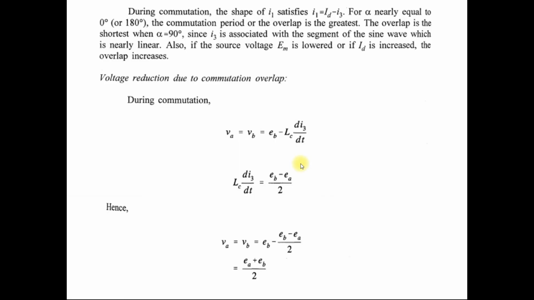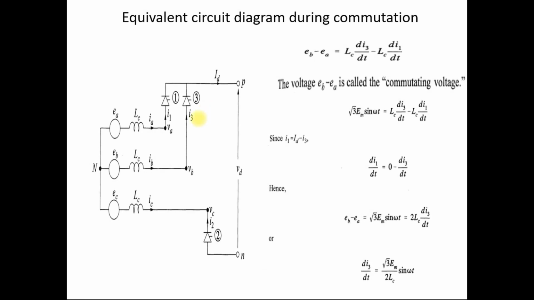So here we know that because of this commutation, the voltage at the load side will reduce. We mathematically derive that here. During the commutation, you can see the equivalent circuit between valve 1 and 3. Here the voltage at this node is VA, and at this point it is VB.